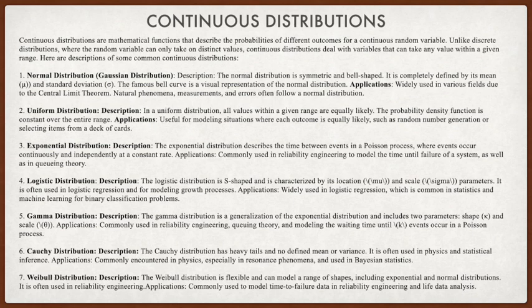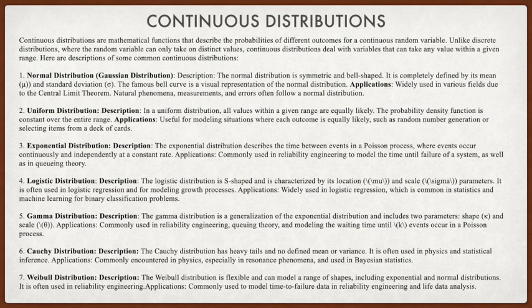Cauchy distribution. The Cauchy distribution has heavy tails and no defined mean or variance. It is often used in physics and statistical inference. Commonly encountered in physics, especially in resonance phenomena, and used in Bayesian statistics. Weibull distribution. The Weibull is flexible and can model a range of shapes, including exponential and normal distributions. It is commonly used to model time to failure data in reliability engineering and life data analysis.